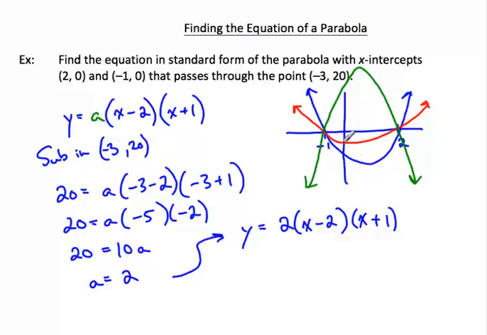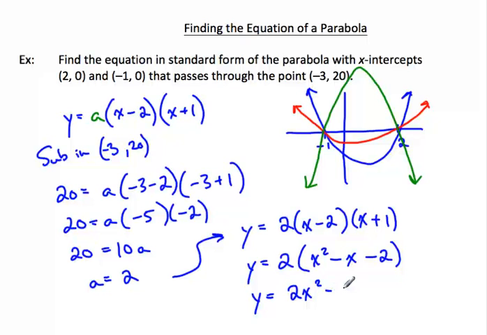By solving for a, we've found the only parabola that not only has x-intercepts -1 and 2, but also goes through the point (-3, 20). We've pinned it down by finding the vertical stretch factor. We're not done yet though, because the question asks us to find the equation in standard form, and this is in x-intercept form. All we need to do then is expand. First let's expand inside the brackets. I get x squared plus x minus 2x is minus x, and then minus 2. Then I expand further, multiplying the 2 in, and I get y equals 2x squared minus 2x minus 4. So that's my equation in standard form of the parabola that was required.